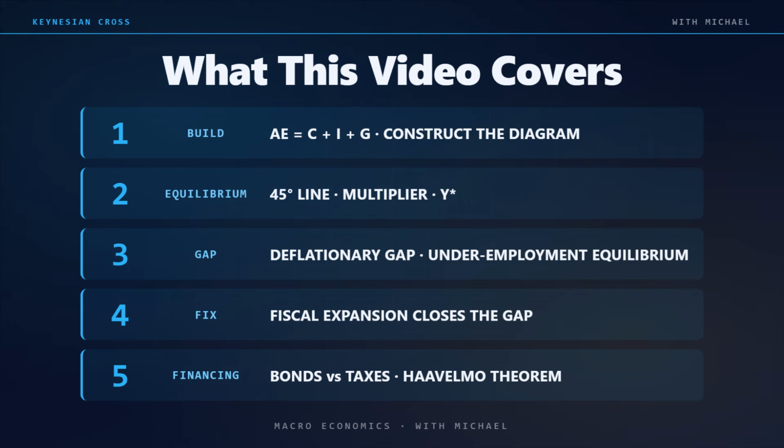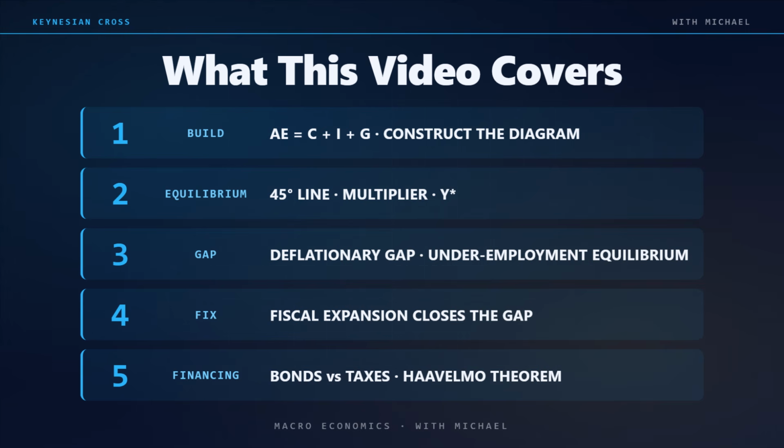In this video, we walk through that diagram, build it from first principles, and use it to understand the fiscal multiplier, the deflationary gap, and the balanced budget multiplier, including the elegant Haavelmo theorem that surprises every student who meets it for the first time. Let's start with the basic structure.